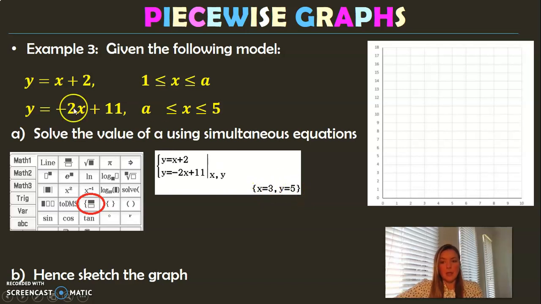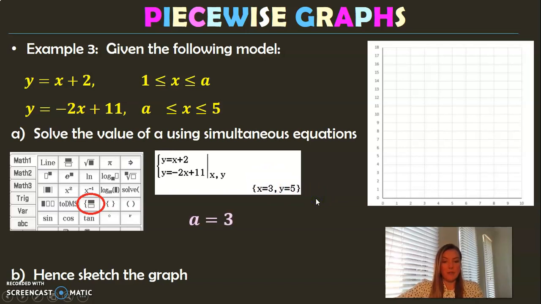So that tells me that these two graphs are going to link up at the coordinate 3, 5. Now these A values, or the values that are given in this section here in the domain, are always going to be the x values. So in this case, your A here is going to be whatever your x is, which is going to be 3.